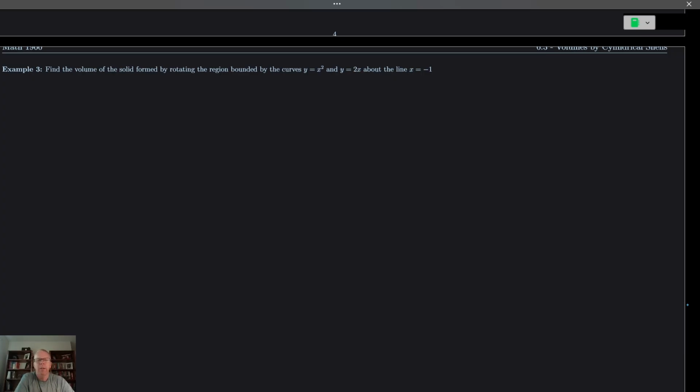All right, so let's look at this one. So we have y equals x squared and y equals 2x, rotating around the line x equals -1. So this is not an axis, so we're shifted a little bit. So I'll have to take that into account. So we have y equals x squared, and y equals 2x is going to look something like this. And so there's our region. And so we're rotating around that line there. So x equals -1. Okay, so V equals 2 pi.